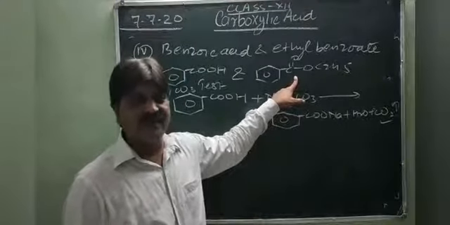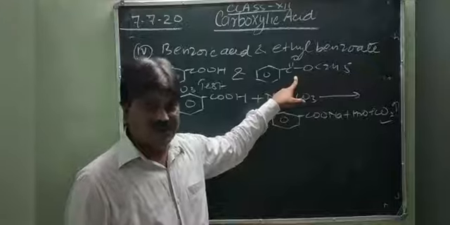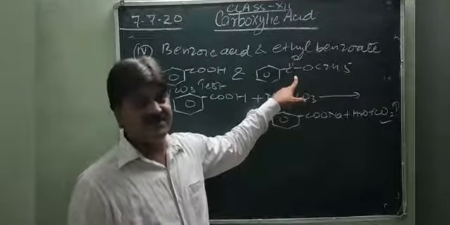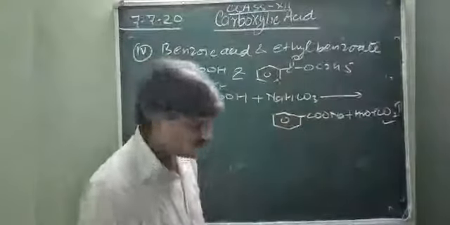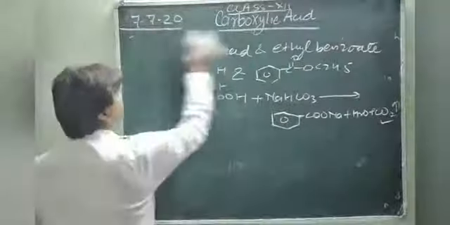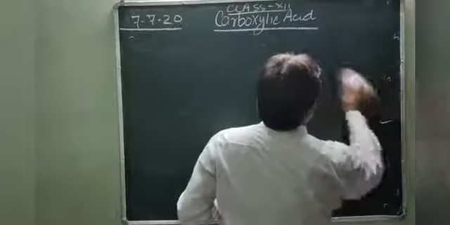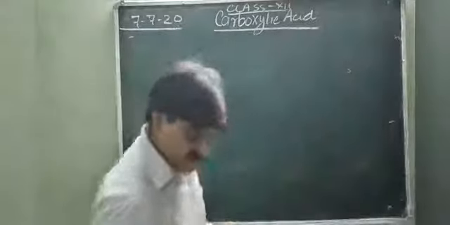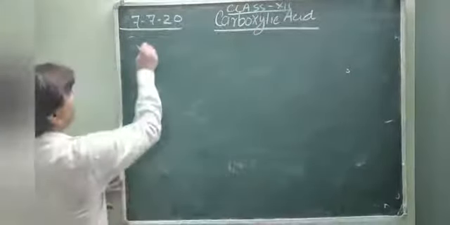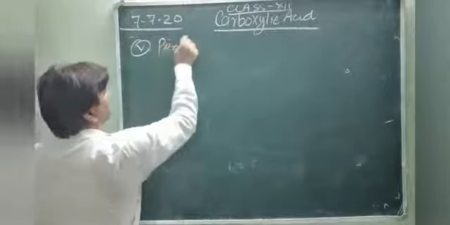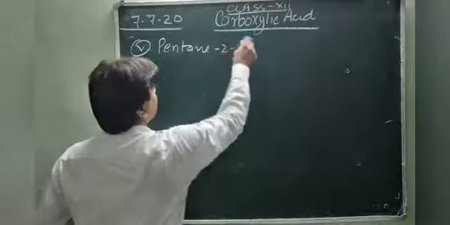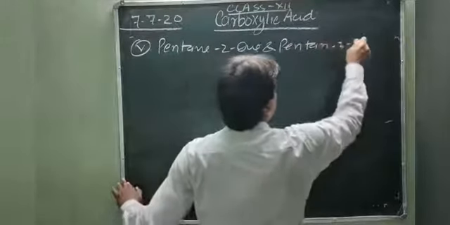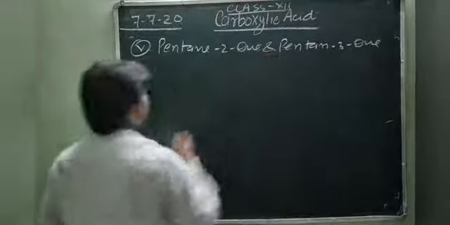You have already read this in class 10, and we also did the practical work to distinguish between alcohol and acetic acid in class 10. Next question, fifth: pentan-2-one and pentan-3-one. First you write down the structure of these compounds.